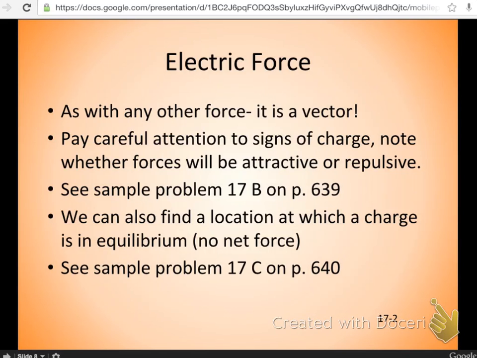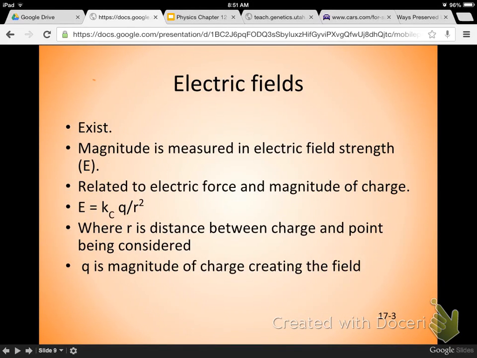Okay, electrical force is a vector. If you're going on in physics, you'll need to know that, but you really don't. It can be attractive or repulsive based on whether you're looking at two like charges or two unlike charges, and we can do all kinds of fun stuff with that we're not going to do. Electrical fields exist. That's it. We'll pick it up tomorrow. They exist. Okay.